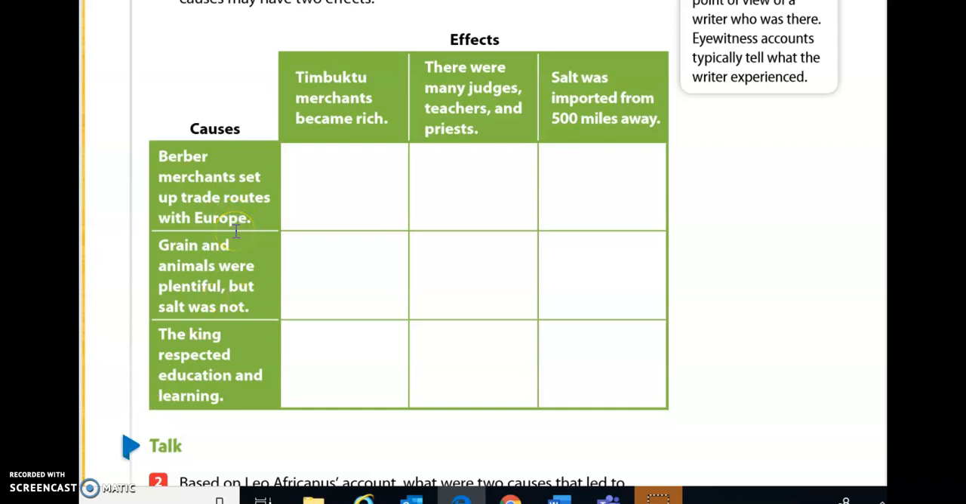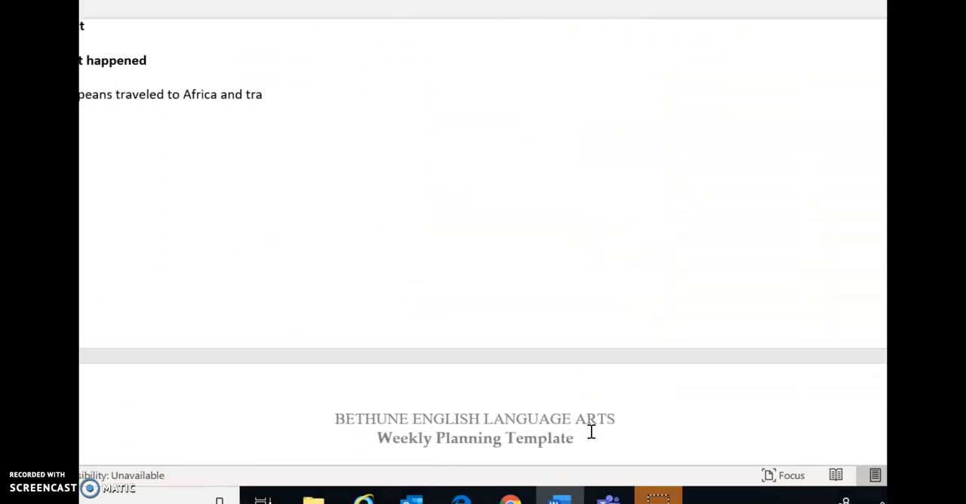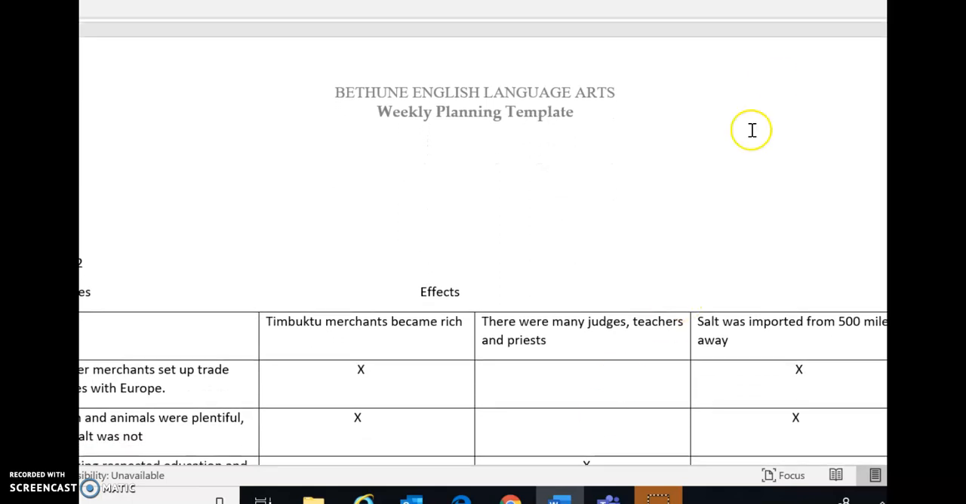So for the first one, what was the effect of Berber merchants setting up trade routes with Europe? Was the effect Timbuktu merchants became rich, there were many judges, teachers, and priests, and salt was imported from 500 miles away? So I want you to take your time with completing the cause and effect chart. So now we're going to compare answers, and I will display my answers here.